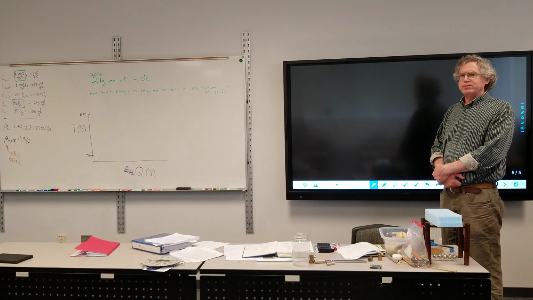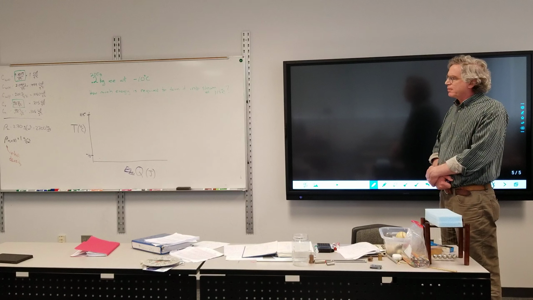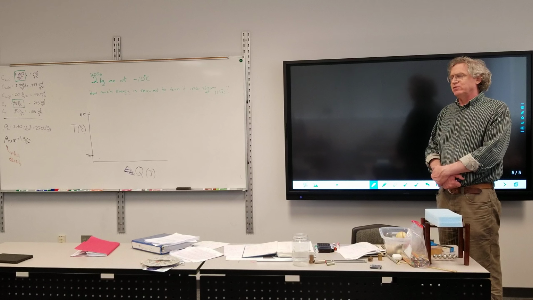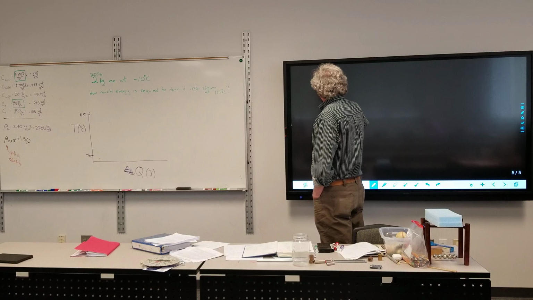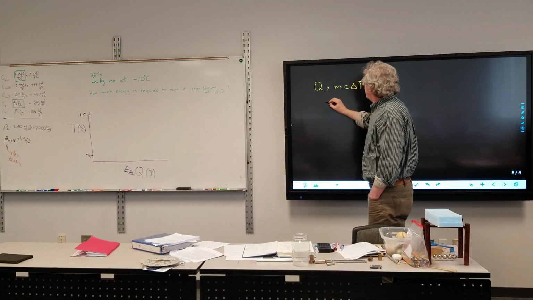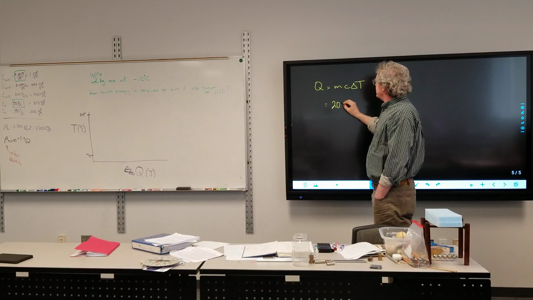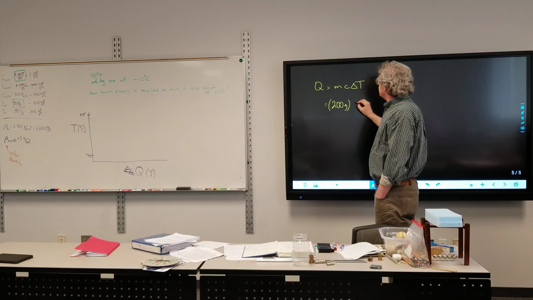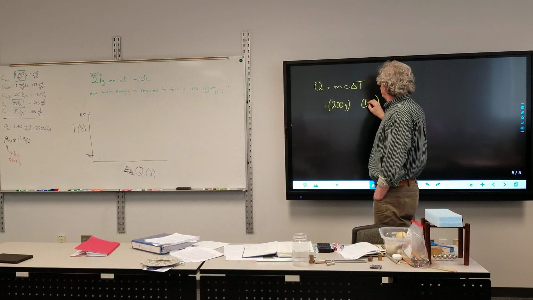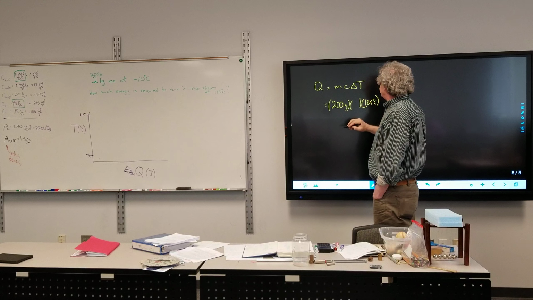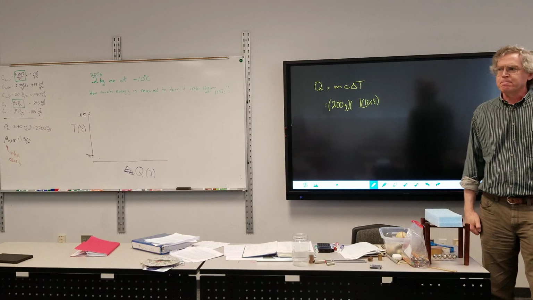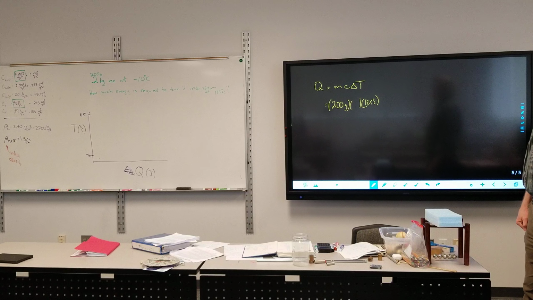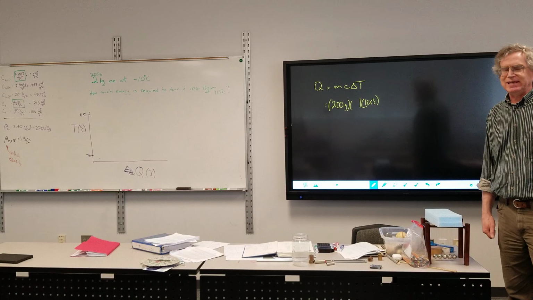It's going to happen in 5 steps. We can't just use Q equals MC delta T. Why not? So the mass is 200 grams. The change in temperature is going to be 125 degrees Celsius. And C is what? Why am I not able to tell you C?